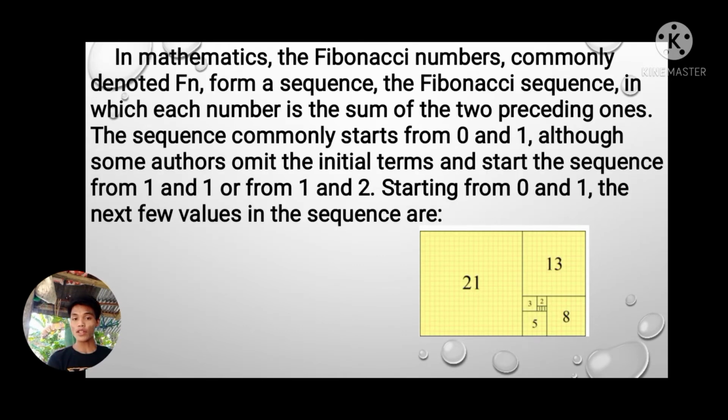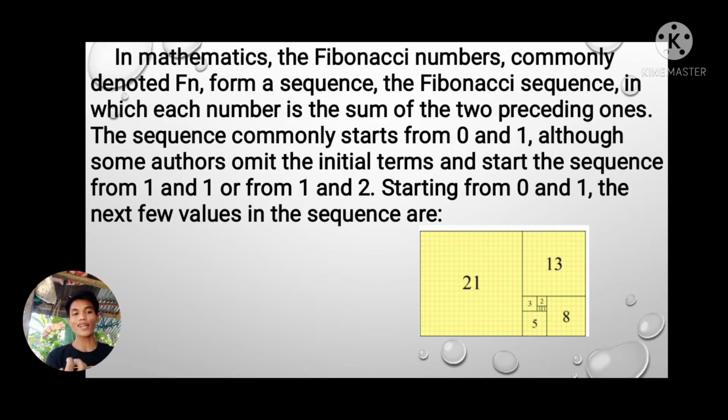So when we say Fibonacci numbers, in mathematics, the Fibonacci numbers, commonly denoted F sub n, form a sequence, the Fibonacci sequence, in which each number is the sum of the two preceding ones. For example, 3 plus 2 is equal to 5. So 5 plus 8 is equal to 13, and 13 plus 8 is equal to 21. And the sequence commonly starts from 0 and 1.